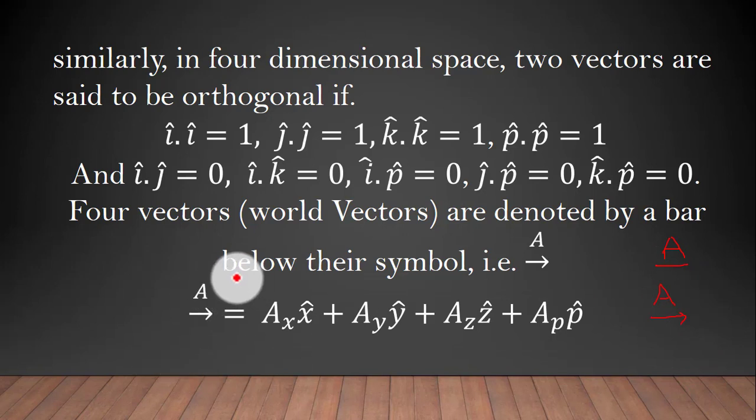Suppose we have a 4 vector, it will have 4 components. The 3 components will consist of the space coordinates, that is, we are actually defining a vector here, so it may be a velocity vector or a momentum vector or a force vector.